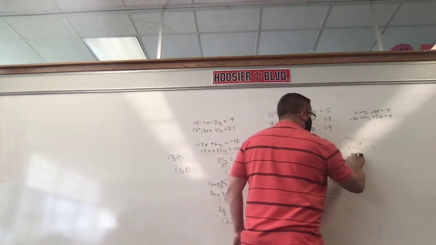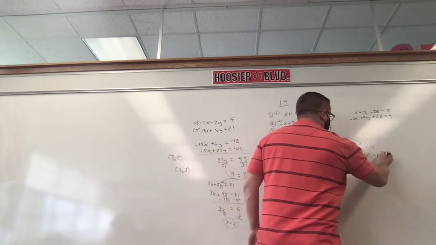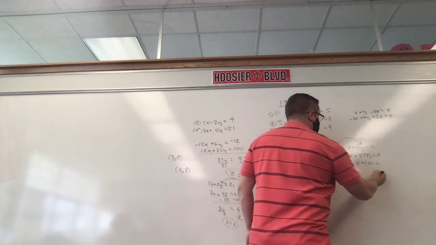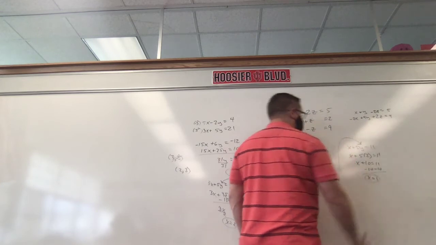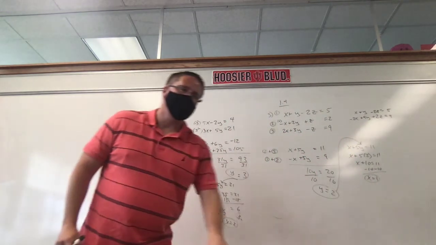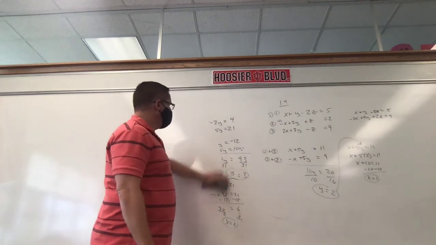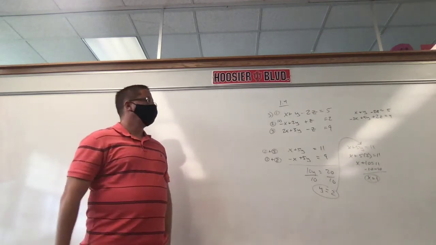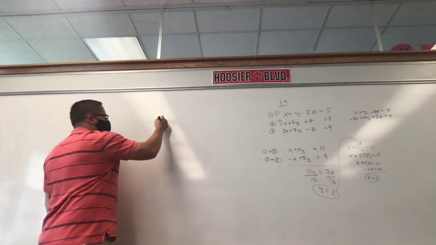I'm going to show all my steps here. I'm going to write x plus 5 times 2. If you just want to put 10, that's okay. x plus 10 equals 11. Minus 10, we get x equals 1. Okay, any questions on that problem? That was only one. Okay, number 5.